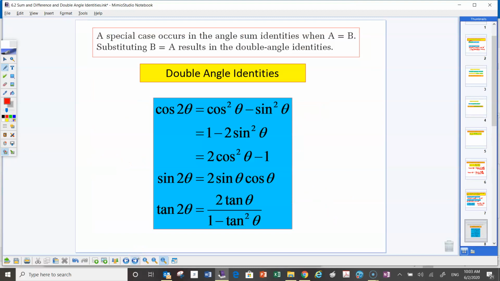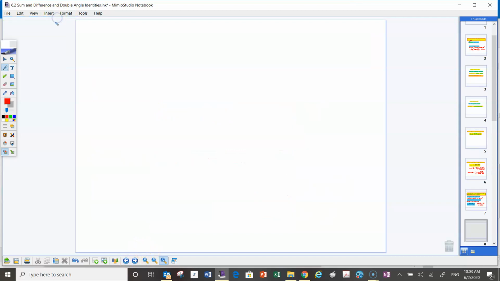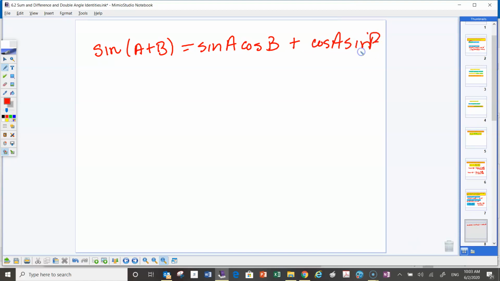A special case in the sum and angle identity occurs when A equals B. If we were to expand our sum and difference identity, maybe we should just show that here. Let's take the sine of A plus B, which is equal to the sine of A, the cosine of B, plus the cosine of A times the sine of B.